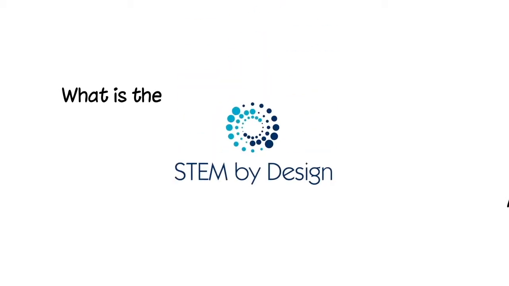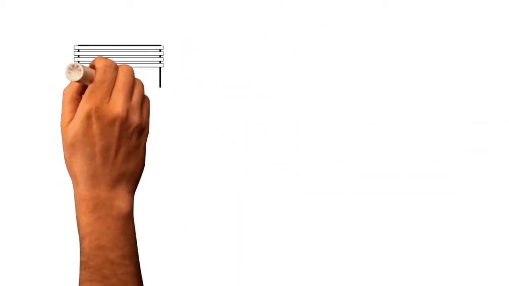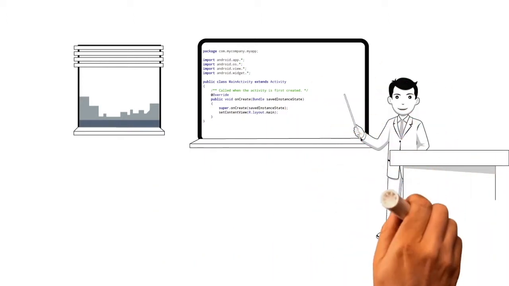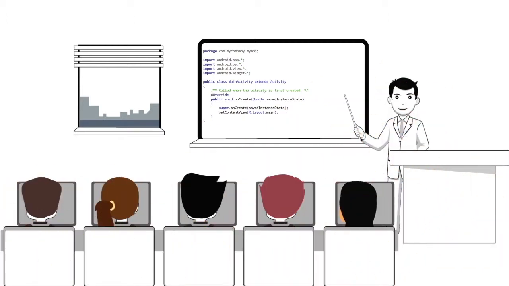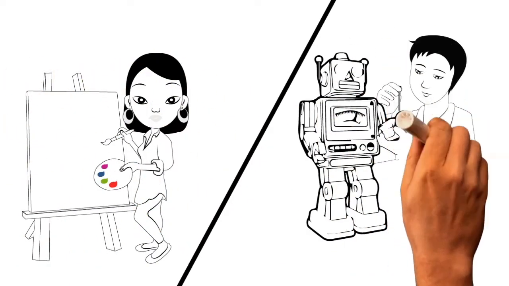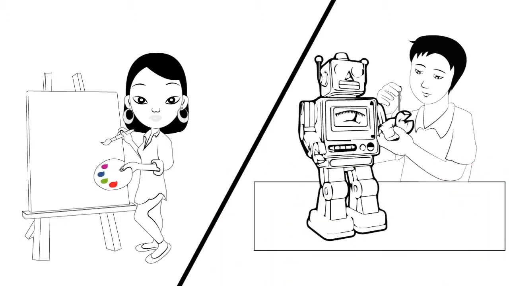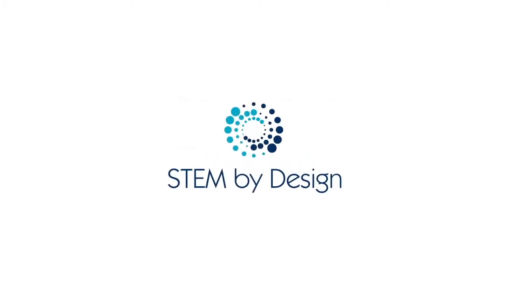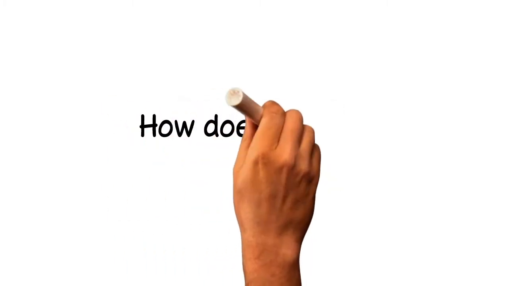What is the STEM by design approach? There is growing recognition about the need to better teach STEM skills, such as coding, in the 21st century classroom. In parallel, there is concern that we aren't adequately teaching innovation, creativity, and the arts. STEM by design brings together these two critical elements of STEM and creativity. So how does it work?